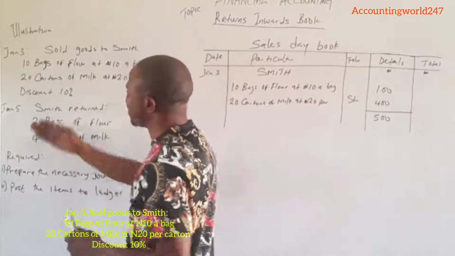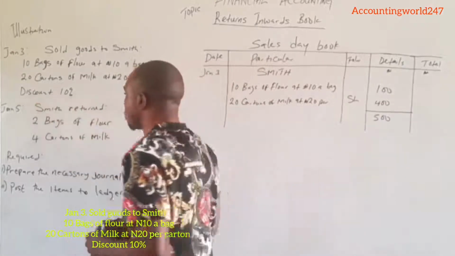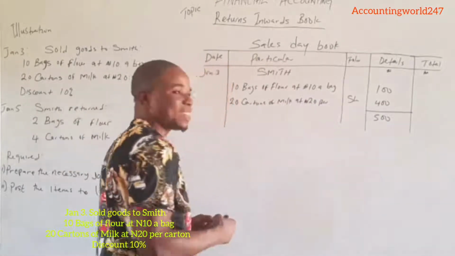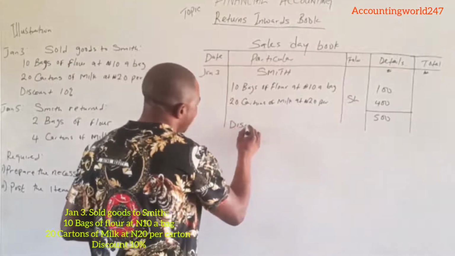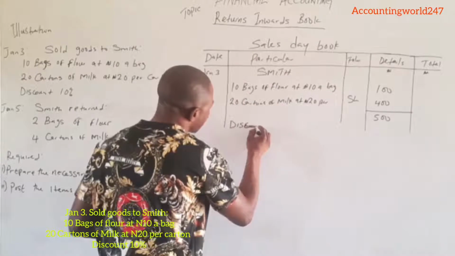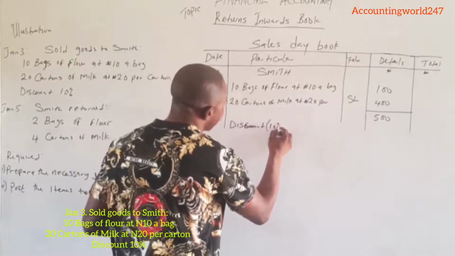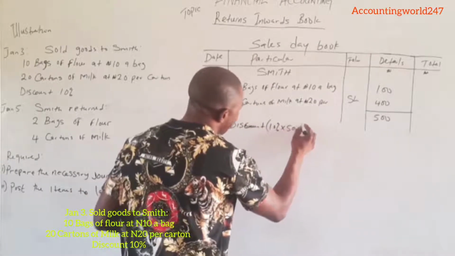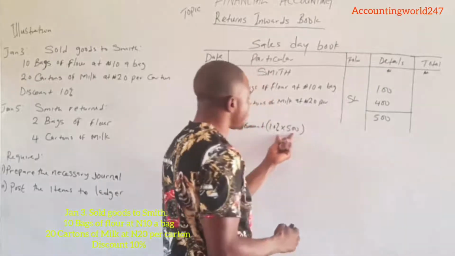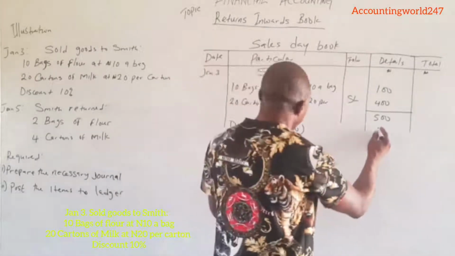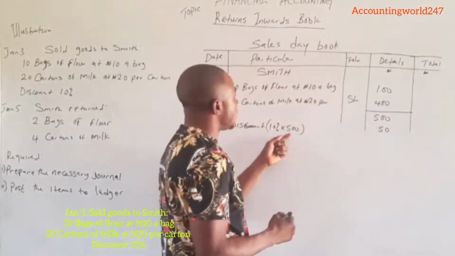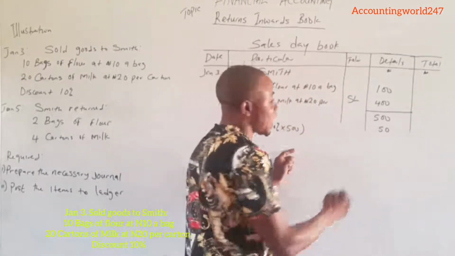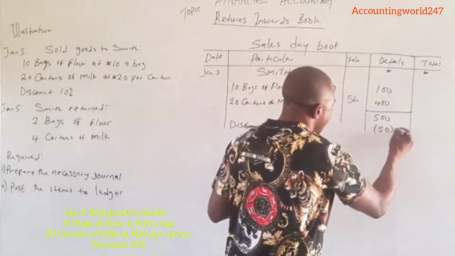They said that there is a discount, a trade discount, which is the reduction in the selling price. So now we need to consider the discount as well. We have the discount of 10%. Now the 10% of 500 naira will be the same as 50 naira. So it means that Smith now is paying 450 naira, not 500 naira anymore.